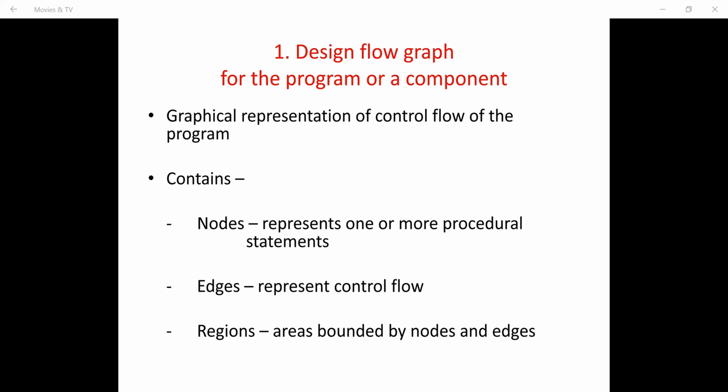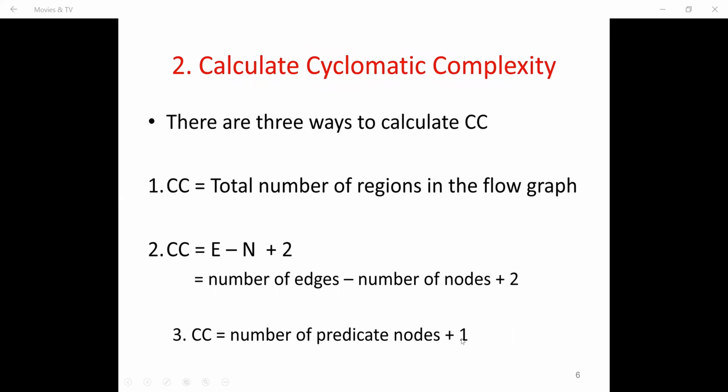Design a flow graph for the program or component. It is a graphical representation of the control flow of the program. What does it contain? Nodes, edges, and regions. A node represents one or more procedural statements. Edges represent control flow, and a region is an area bounded by nodes and edges.